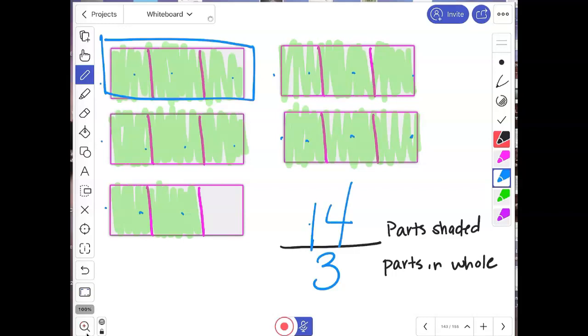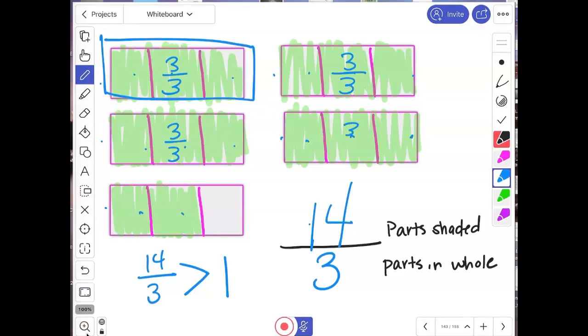That's a lot of Twix bars. We'll pretend they're fun size. It's not any better though. 14 thirds. 14 thirds looks upside down. It's improper. That's because it is greater than 1. Because 1 is 3 thirds. And if I add 3 thirds plus 3 thirds plus 3 thirds plus 3 thirds plus this 2 thirds, that's going to equal 14 thirds. These fractions are greater than 1 because it's more than one figure.